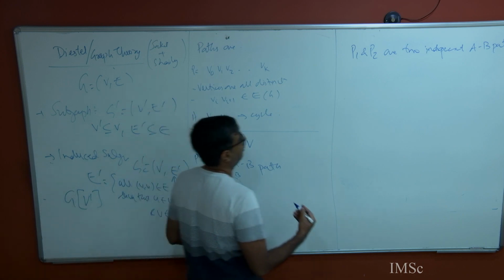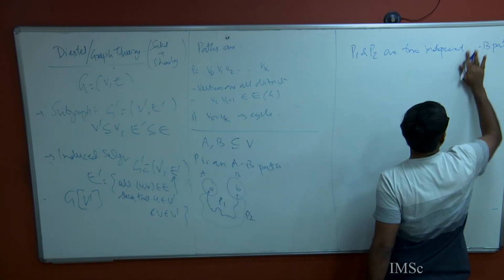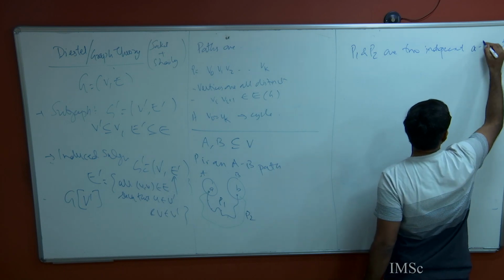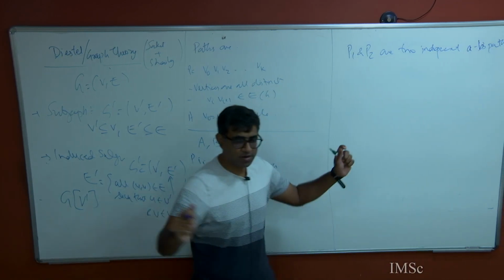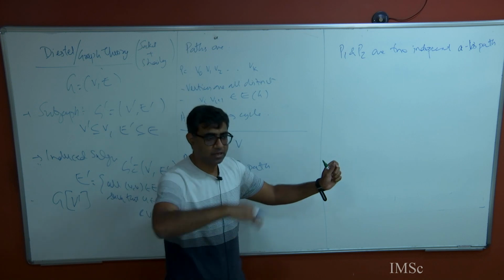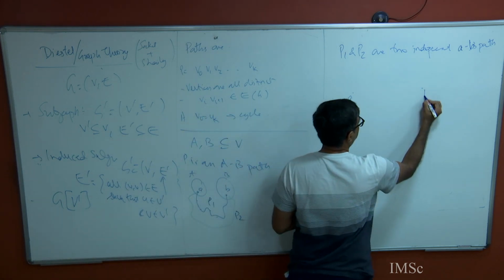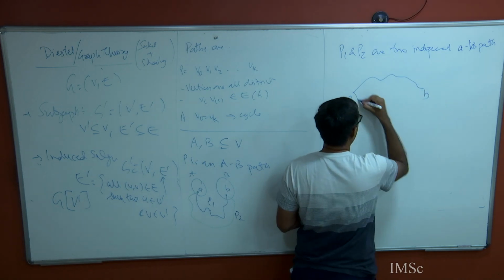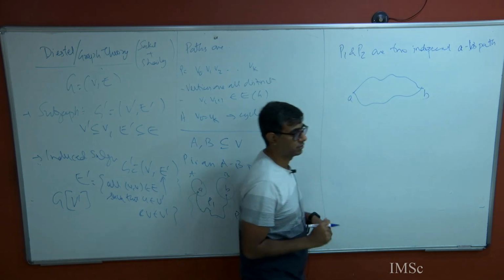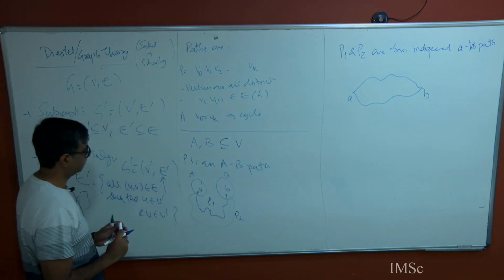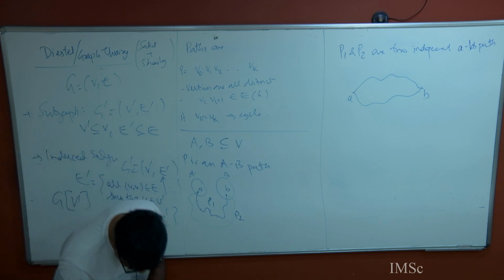People also say independent AB path, or people will also write AB path. It means their endpoints are the same, but in between they are disjoint. So for example, here is A, here is B. This is one path. So these are called independent paths.